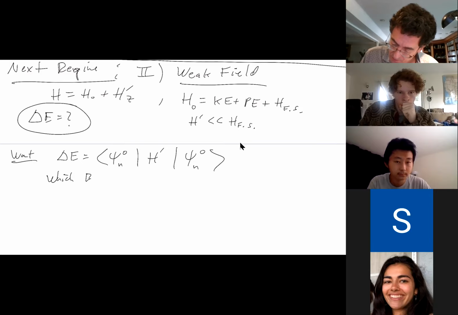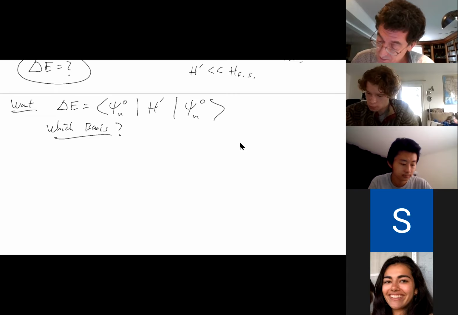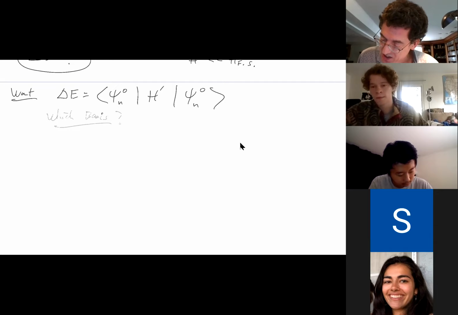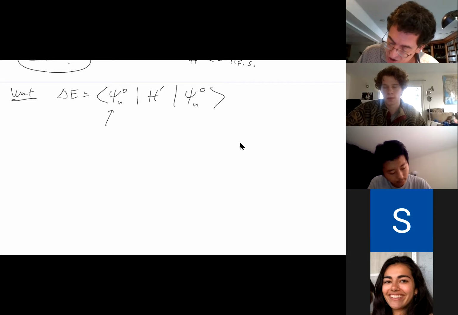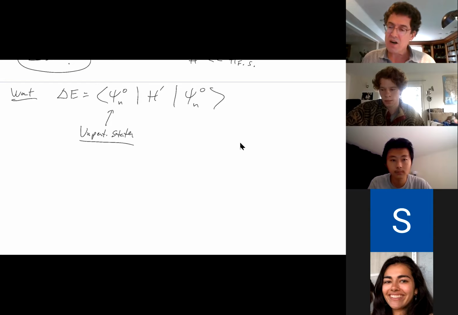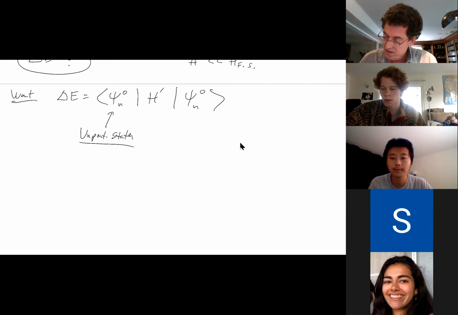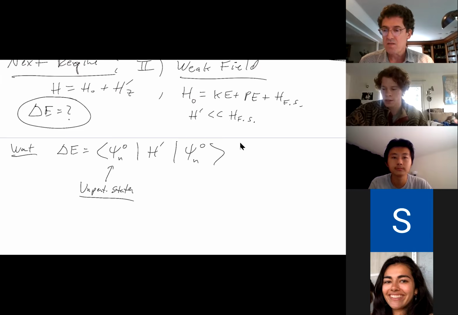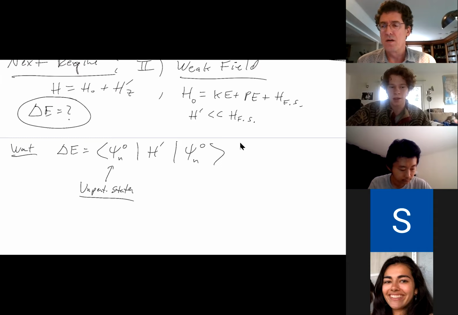Well, actually, we don't even have a choice this time. For perturbation theory, this is always the unperturbed states. So what are the unperturbed states in this case? Somebody tell me. We have to use the states that are for the fine structure. What would you call them? I would label them by n, l, j, and m_j.